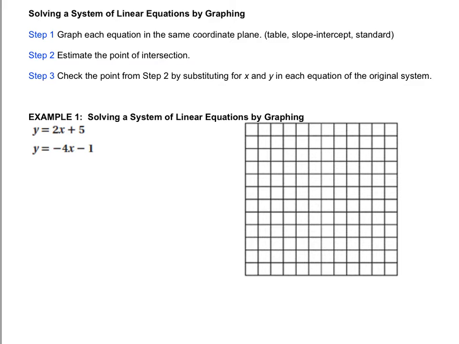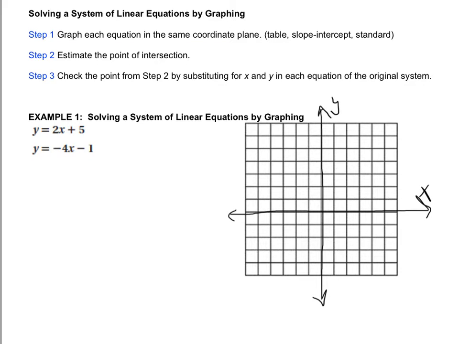Then number 3 is we actually have to check that point by plugging it into the equations. Now notice I just said equations, plural. We have to make sure that our point that we think is the answer works for both. If it doesn't work in both equations, I could have made a mistake someplace along the way, and it's not truly the solution. The solution has to be an ordered pair that works for both equations.